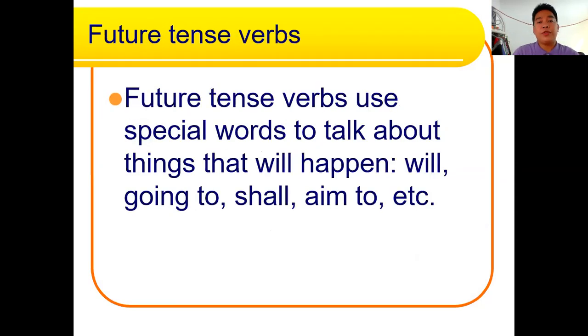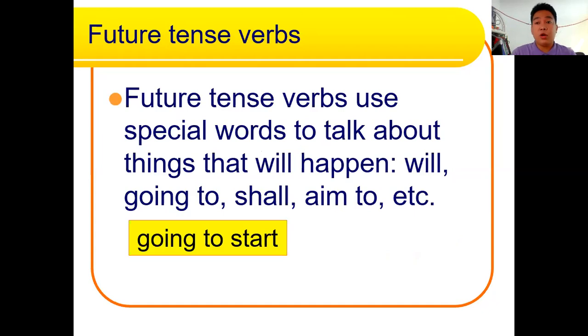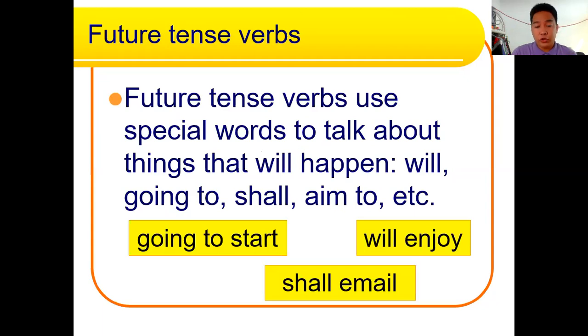Okay, so future tense verbs must follow special words to talk about things that will happen. For example, will, going to, shall, aim to, and so on. For example, going to start, shall email, will enjoy. Okay, so these are examples of the future tense because the actions will happen in the future.